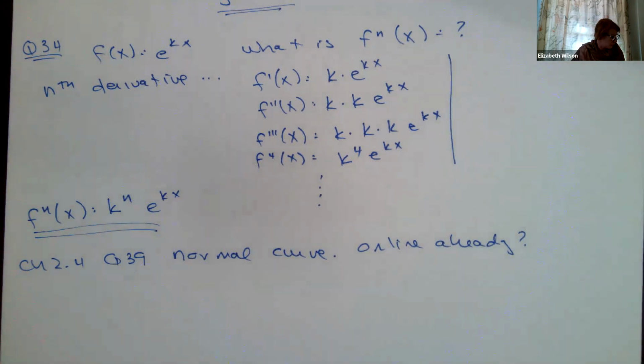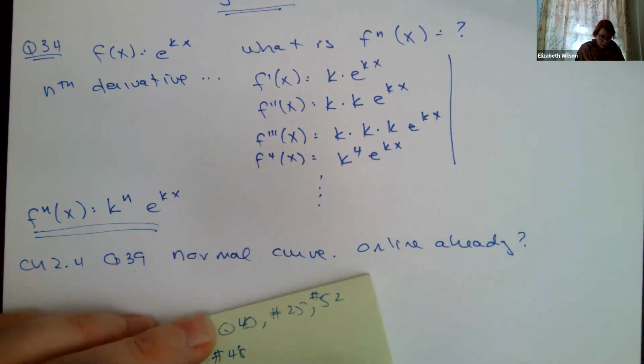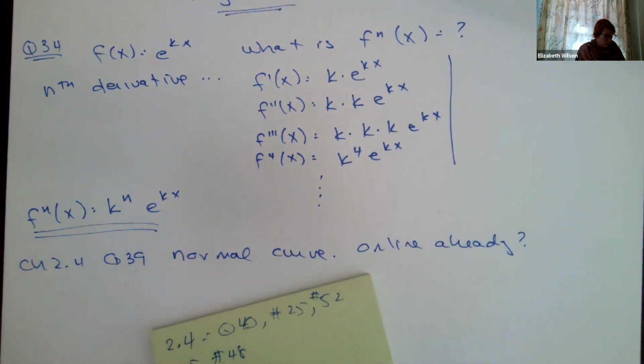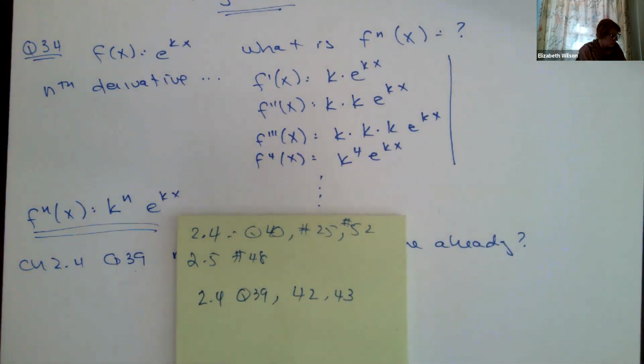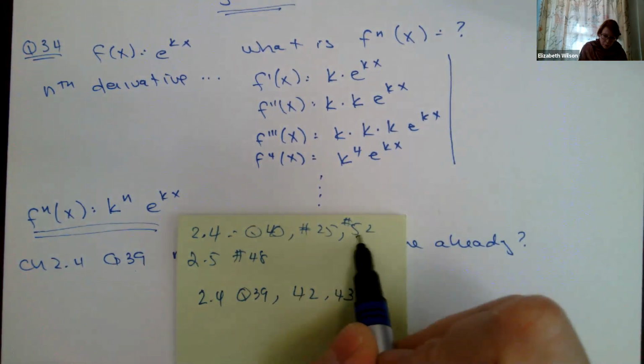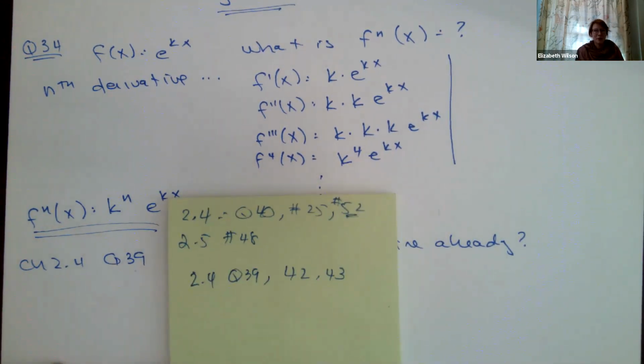So 2.4, 39, 2.4, 42, and 43. Okay, so let me do this. The hyperbolic ones, 2.4, 42 and 43, are both long, so I'll put those up online later, because they're just longer questions. Number 52 is one of the ones my 8 o'clock class asked about that I'm definitely putting up online for you.